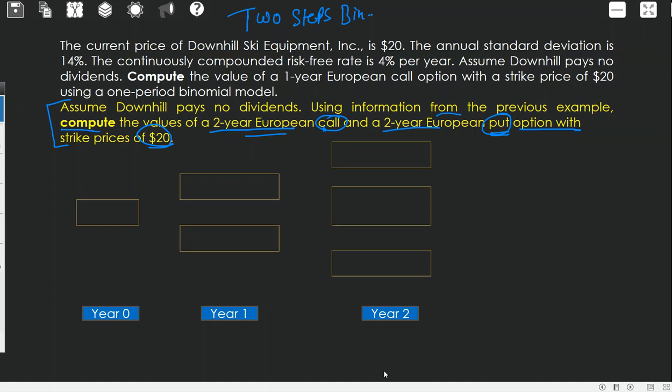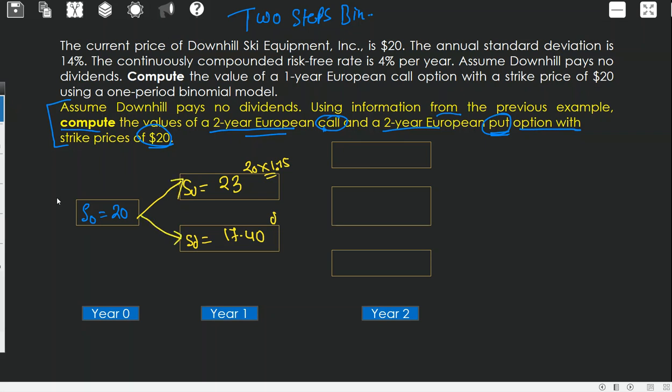In this, we know from the last example, our S0 is 20. Our first up, SU, which we had calculated in the last example, is 23, and SD is 17.40. How did this calculation come? 20 into 1.15. This is how we calculated, multiplying by U for SU and D for SD. So this is my first year movement.